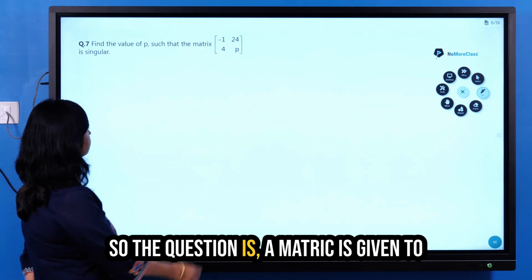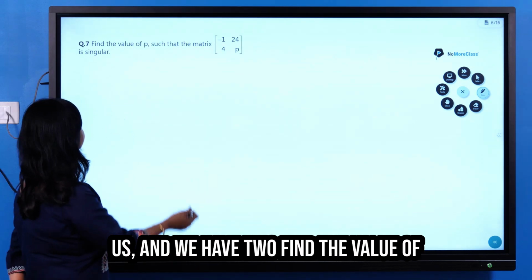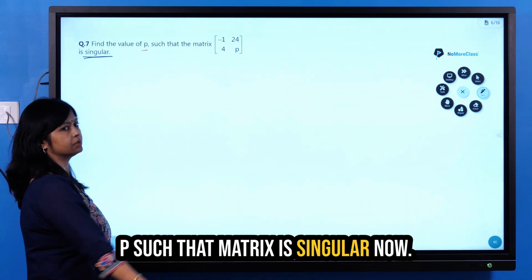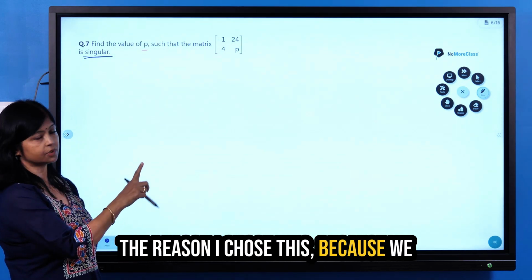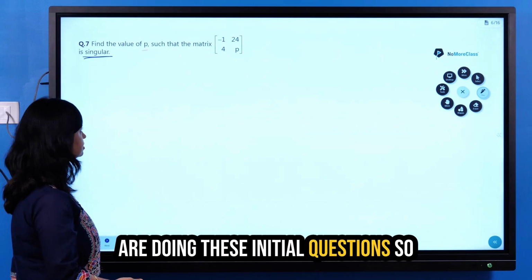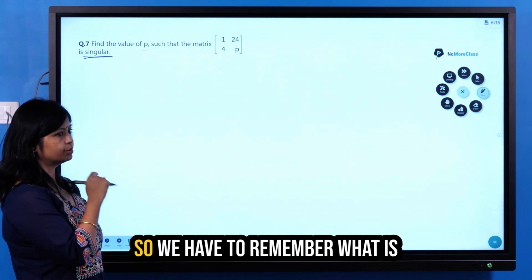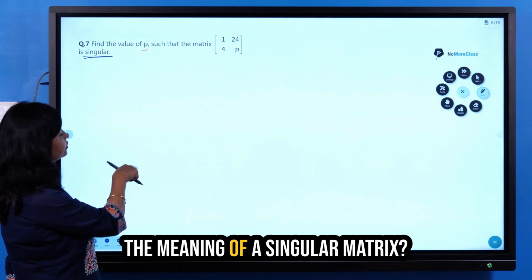So the question is, a matrix is given to us and we have to find the value of P such that the matrix is singular. Now, the reason I chose this is because we are doing these initial questions so that our properties of determinant matrices are also revised. So we have to remember what is the meaning of a singular matrix.